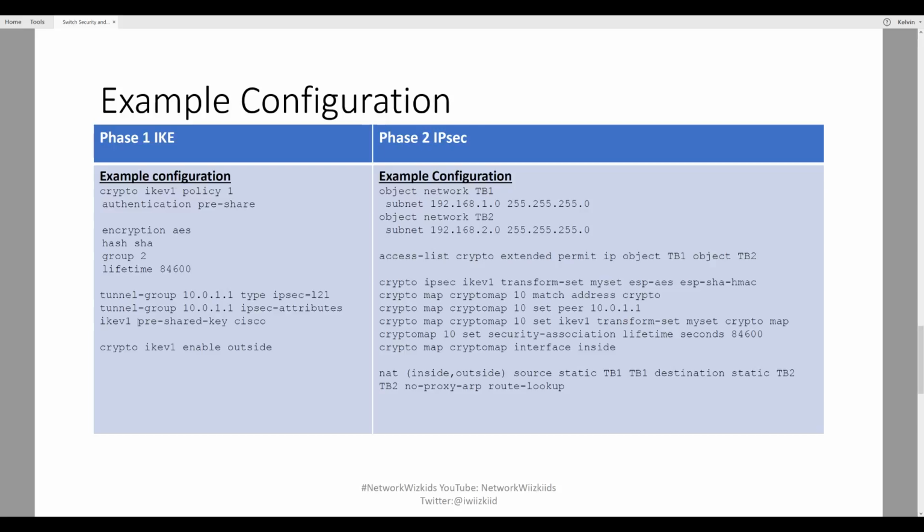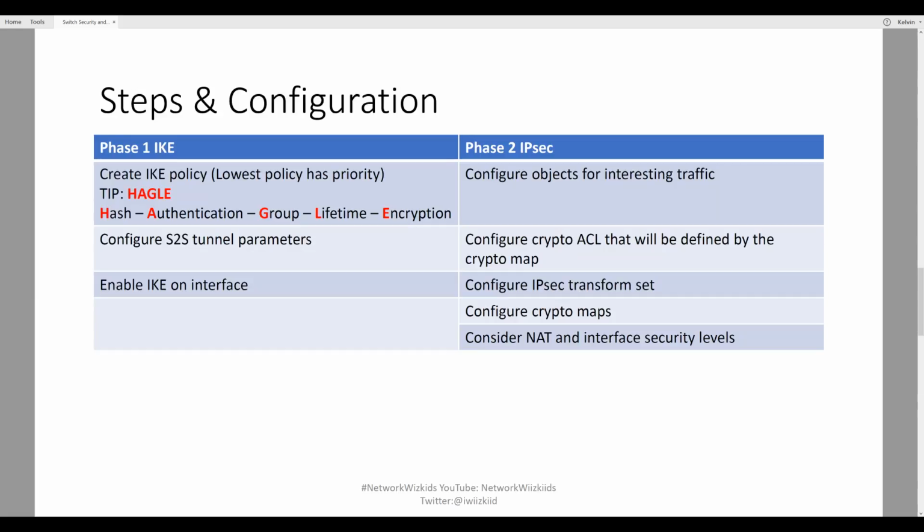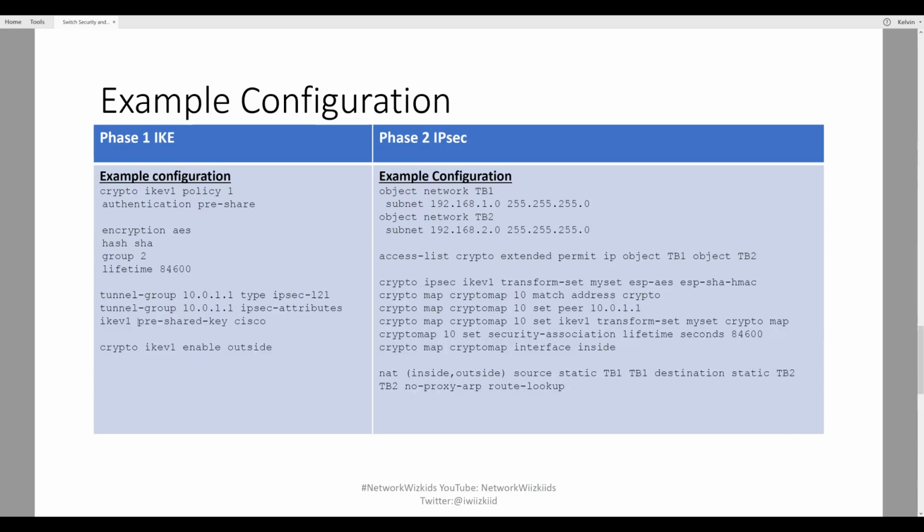So now we're going to move over to phase 2, what you can see there. We're going to configure the objects for interesting traffic, and configure the crypto ACL that will be defined by the crypto map. Then we're going to configure IPSec transform sets, configure the crypto maps, and then consider NAT, because we don't want to NAT our internal private IP addresses going across the tunnel. Alright, cool. That's what it translates to there under phase 2 IPSec.